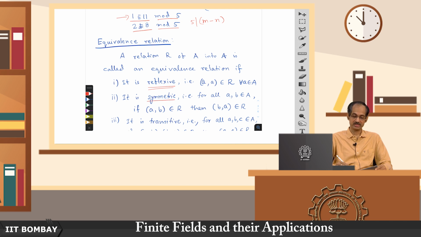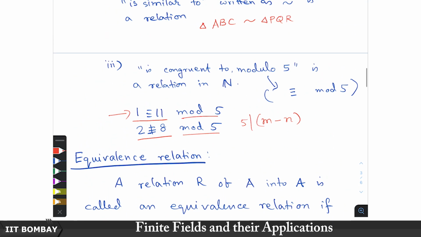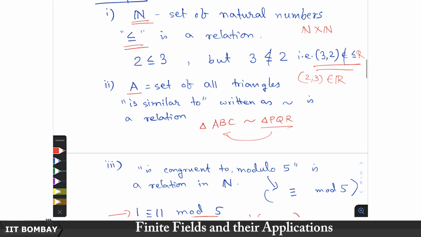Symmetric, which means that if a is related to b, then b also should be related to a. Again, for triangles that is true, if triangle ABC is related to PQR, then PQR is also similar to ABC. But if you see, the less than equal to relation is not symmetric, because 2 is less than equal to 3 does not mean that 3 is less than equal to 2 as well.